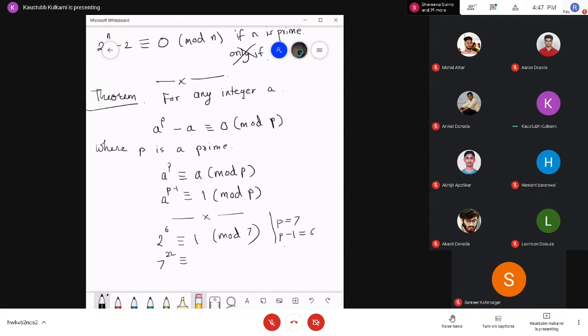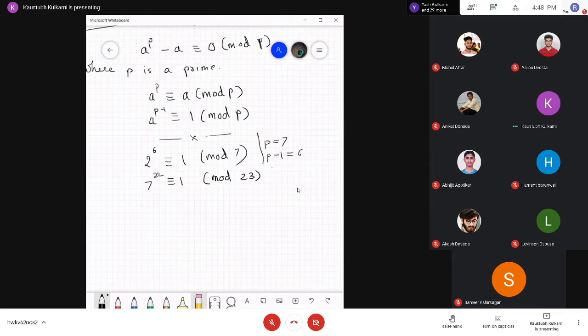7 raised to 22 is congruent to 1 mod. This is a. This is p minus 1. So this must be p. 22 plus 1 is p. So whenever the power is a prime number minus 1, then we can find the modulus. Oh, sorry, I wrote p instead of the modulus. Okay, so mod 23. Okay, p is 23.